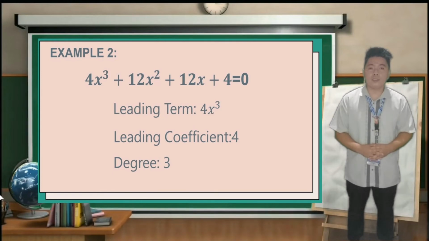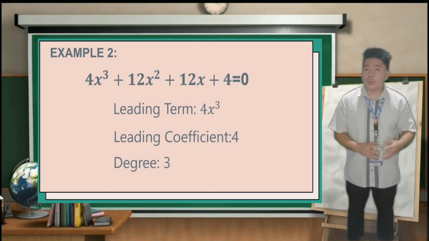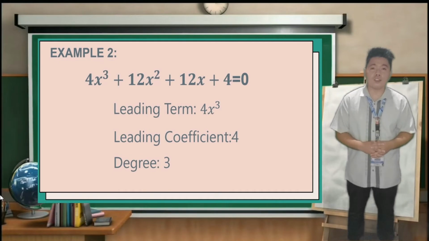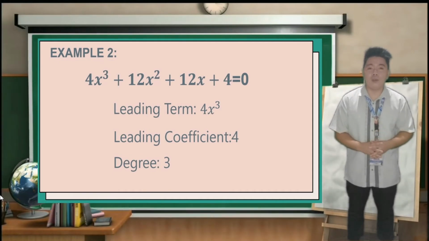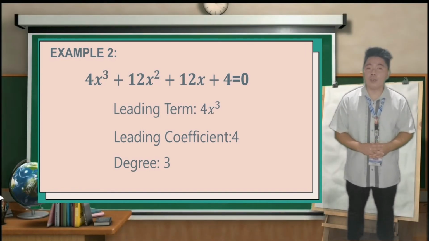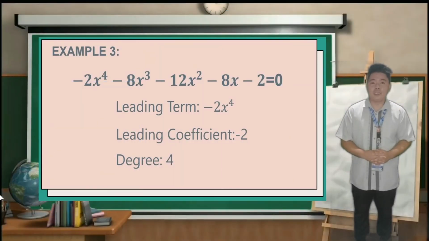So our leading term is 4x cubed, followed by our leading coefficient. The leading coefficient is the numerical coefficient of our leading term. So from the 4x cubed, our leading coefficient is 4. And finally, the degree. The degree is the highest exponent. So the degree of the polynomial equation is 3. Let's now proceed with our third example.